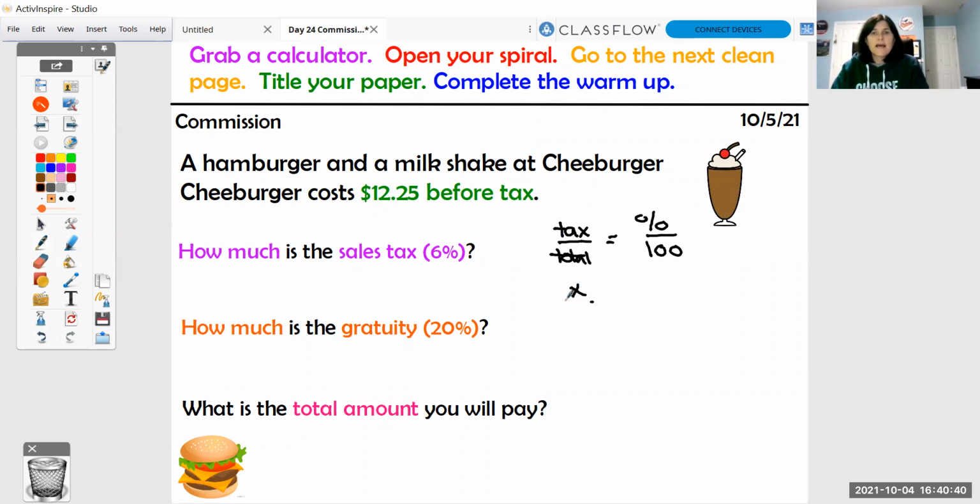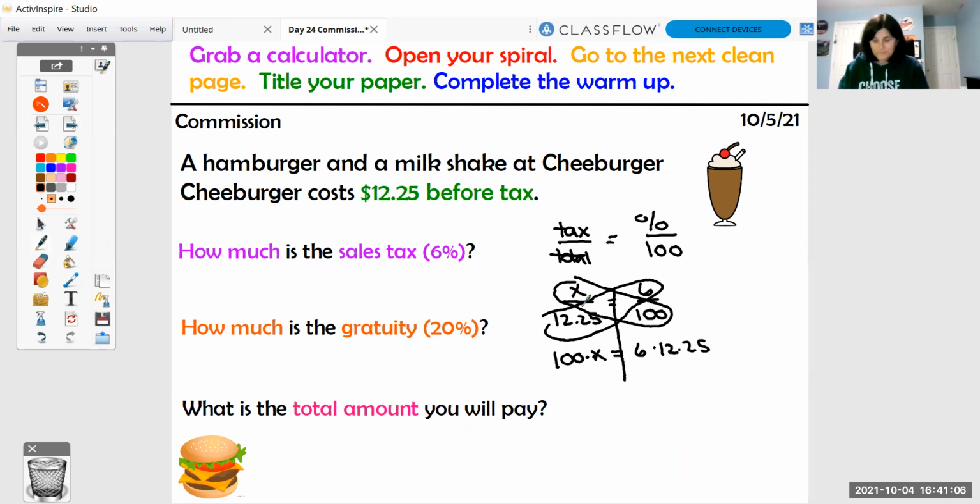So I don't know the tax, but I do know the total is $12.25. And I know that this is 6%, which is 6 out of 100. I use the percent proportion. I'm also going to use a calculator. So on one side, I'll have 100 times x. Remember, it doesn't matter which side you put it on, as long as you're cross multiplying.